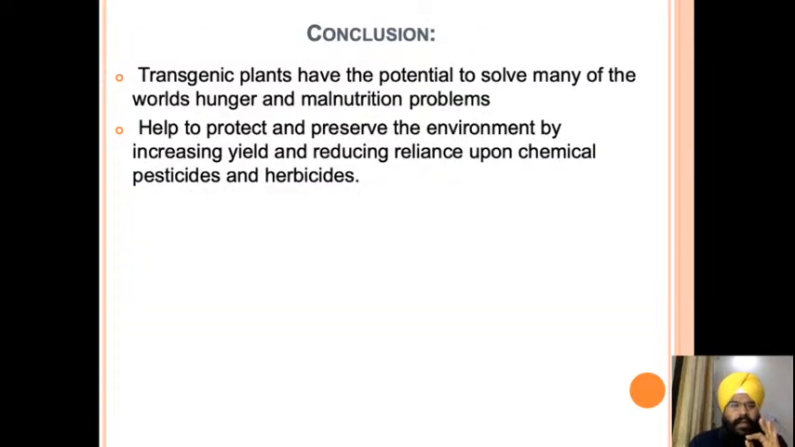So in conclusion, transgenic plants have the potential to solve many of the world's hunger and malnutrition problems, and help to protect and preserve the environment by increasing the yield and reducing reliance upon chemical pesticides and herbicides.